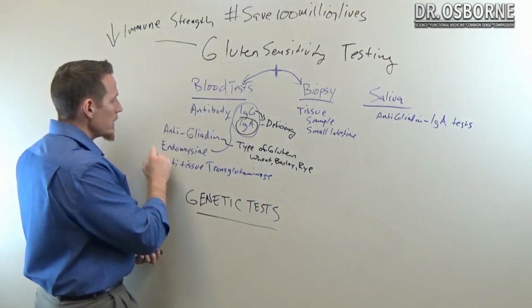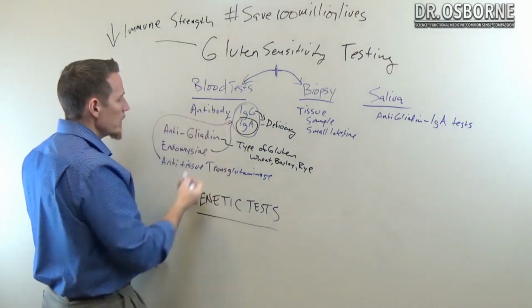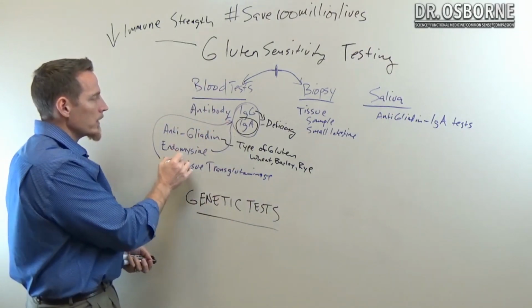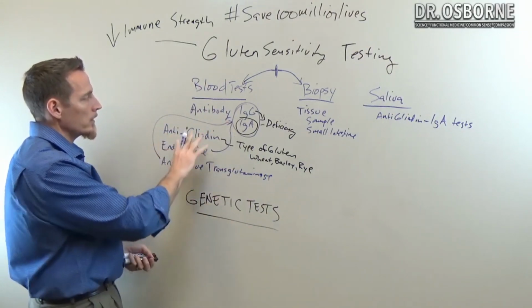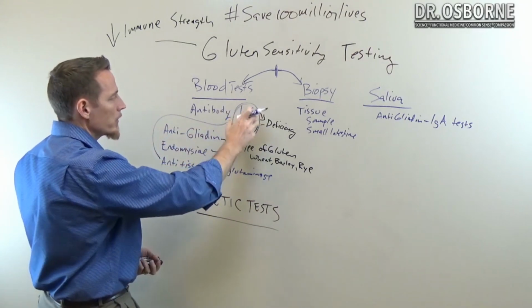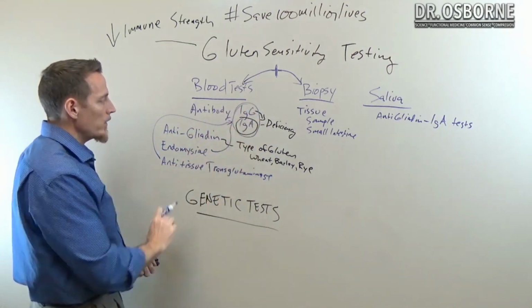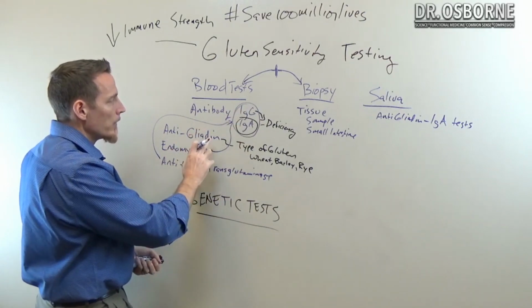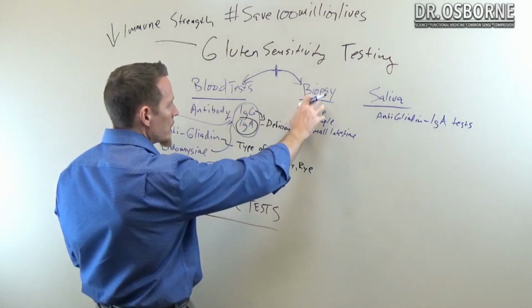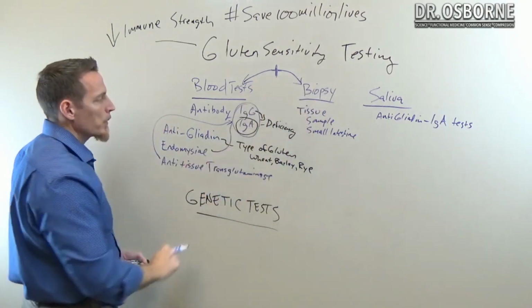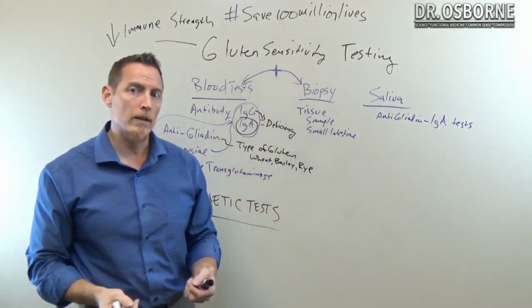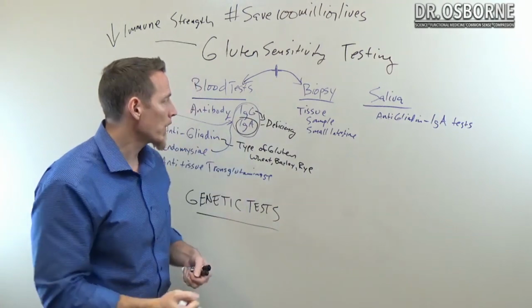So the anti-tissue transglutaminase, the anti-endomysial antibodies, the anti-gliadin antibodies, again, can all fall under this category of false negative test results. But even if they come back positive, remember that if the biopsy doesn't come back positive, oftentimes people are told to continue to eat gluten, and that's actually bad advice, in my opinion.